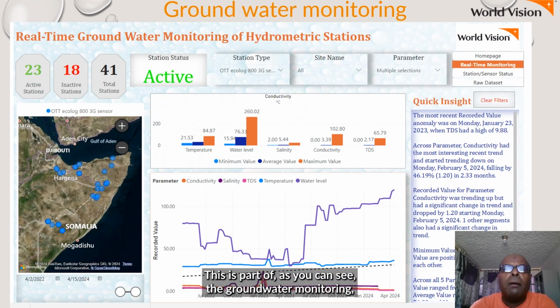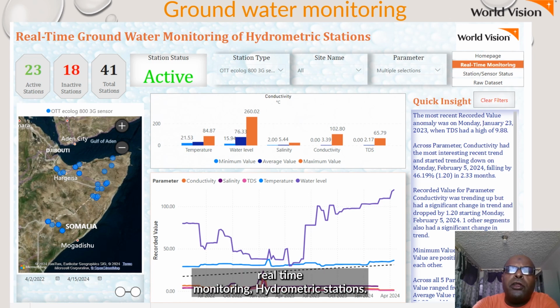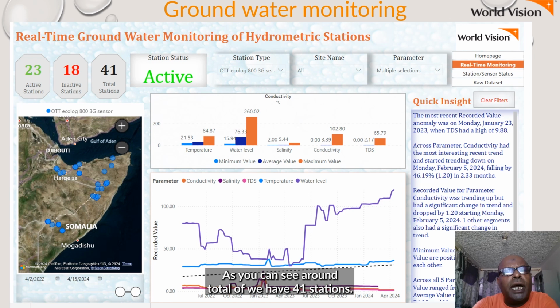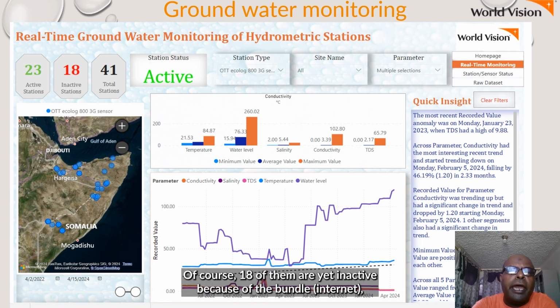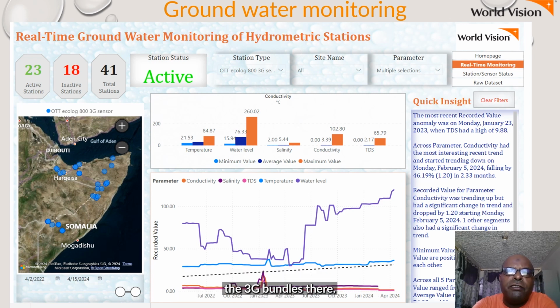This is the groundwater monitoring, real-time monitoring of hydrometric stations. As you can see, we have a total of 41 stations. Of these, 18 are yet inactive because of the 3G bundles, and 23 of them are active. As you can see on the Somalia map, the Ecolog 800 3G sensors can be seen in green.